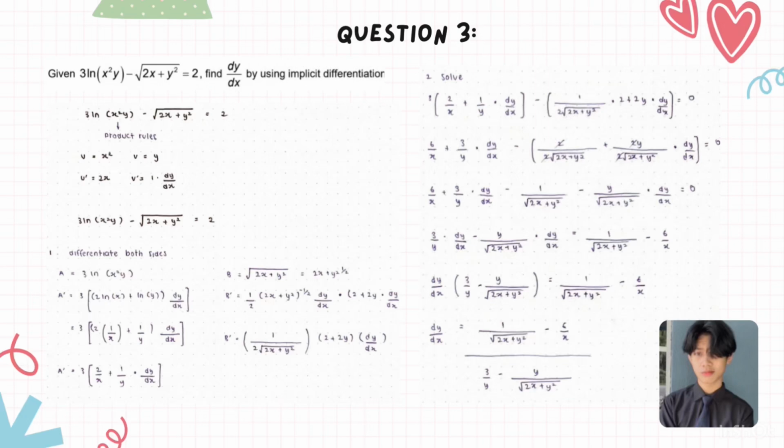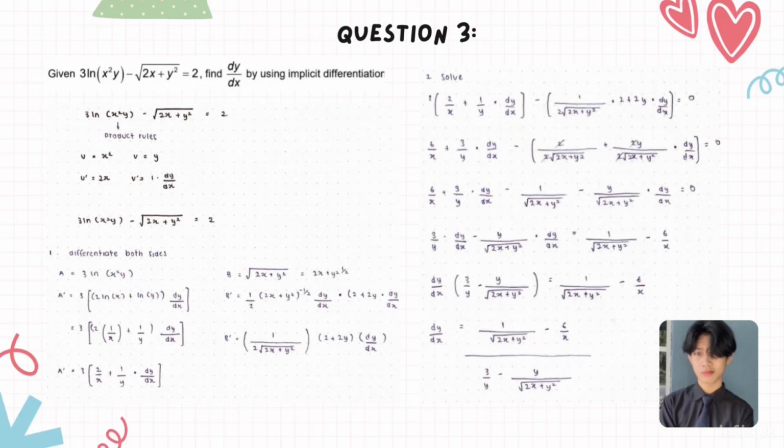And then we determine the product rule for part A, which is u equals x squared, u prime equals 2x, v equals y, and v prime equals dy over dx. And then we differentiate part A, which is 3 ln x squared y, so A prime equals 3 in brackets 2 over x plus 1 over y dot dy over dx. After we differentiate part B as well, we get in brackets 1 over 2 square root of 2x plus y squared multiplied by 2 plus 2y multiplied by dy over dx.